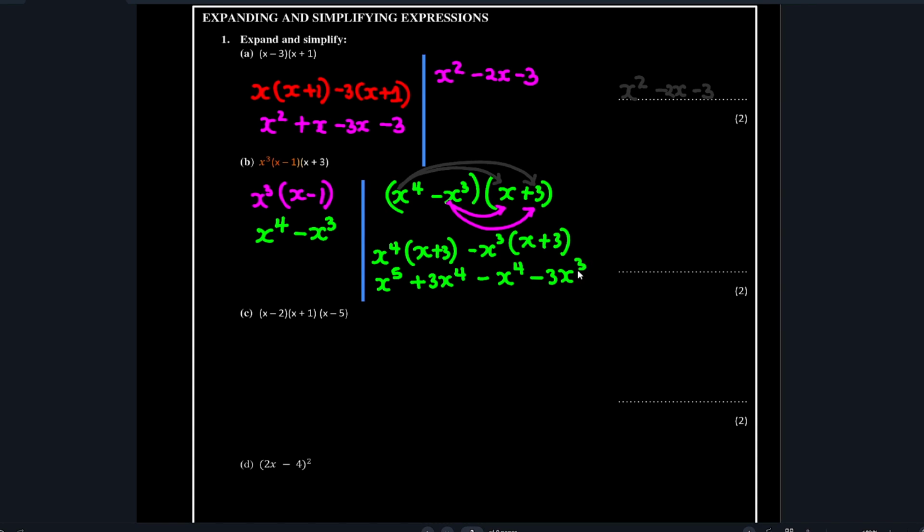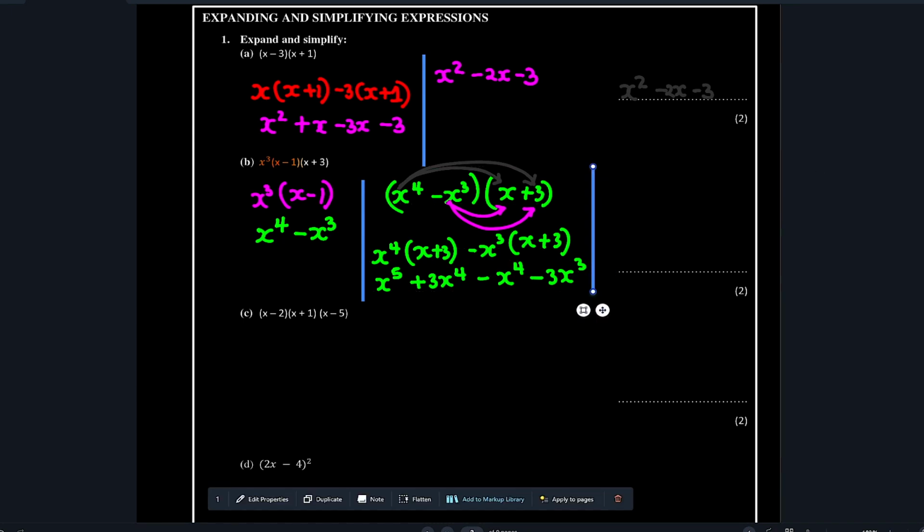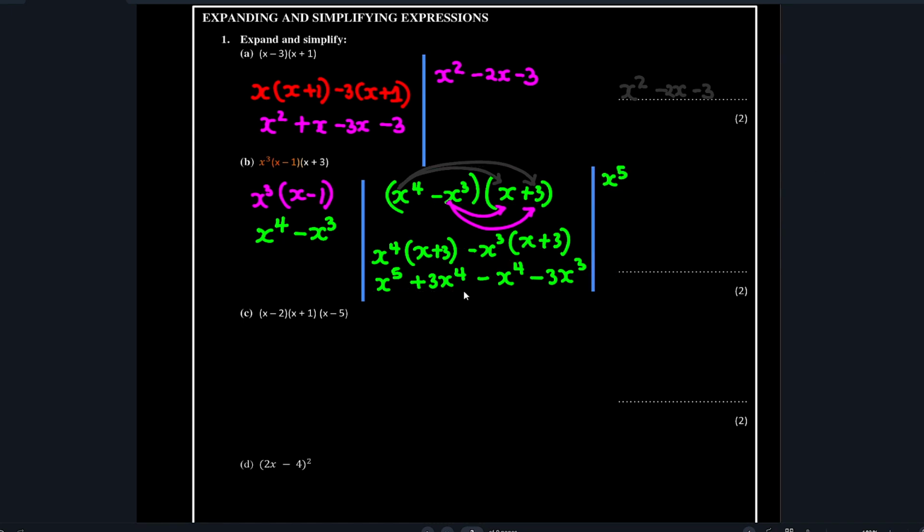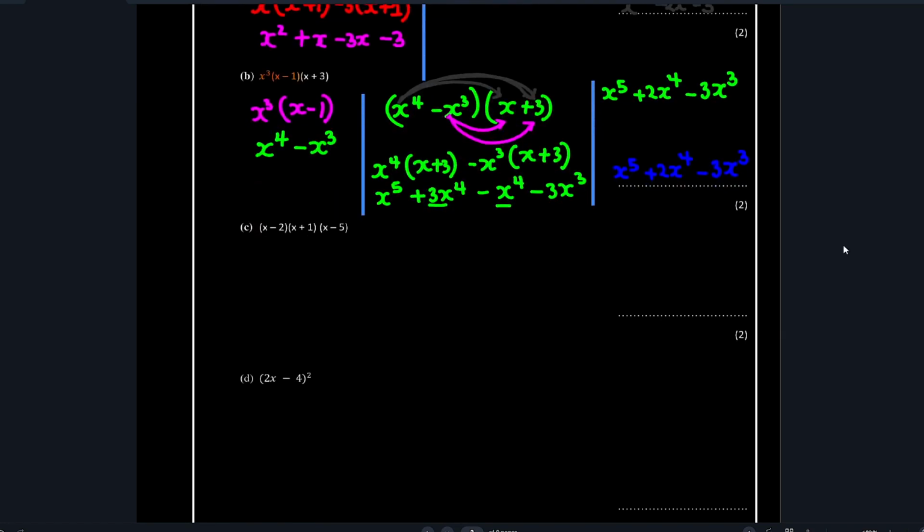Then we shall put the like terms together, because you can see 3x power 4 minus x power 4 is going to reduce to 2x power 4. So therefore our final answer becomes x power 5 plus 2x power 4 minus 3x power 3. And this is exactly what we expected to get here.